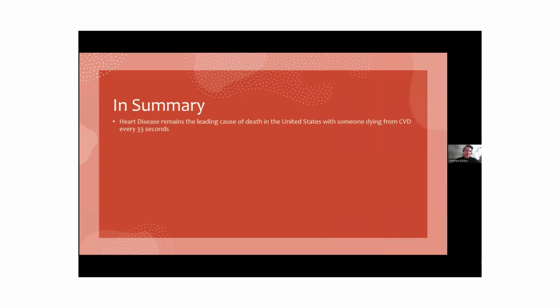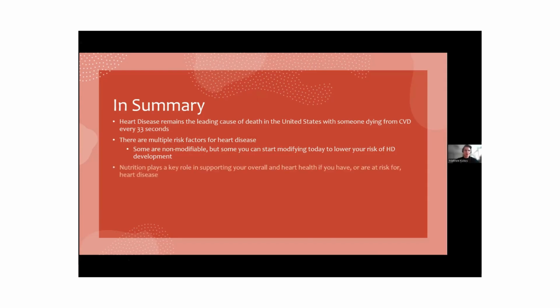So, in summary, heart disease remains the leading cause of death in the US, and someone is dying from a cardiovascular disease every 33 seconds. There are multiple risk factors for heart disease, and some of these are not modifiable, but the ones that are, those modifiable ones, we can start working on today to lower that long-term risk for heart disease development.